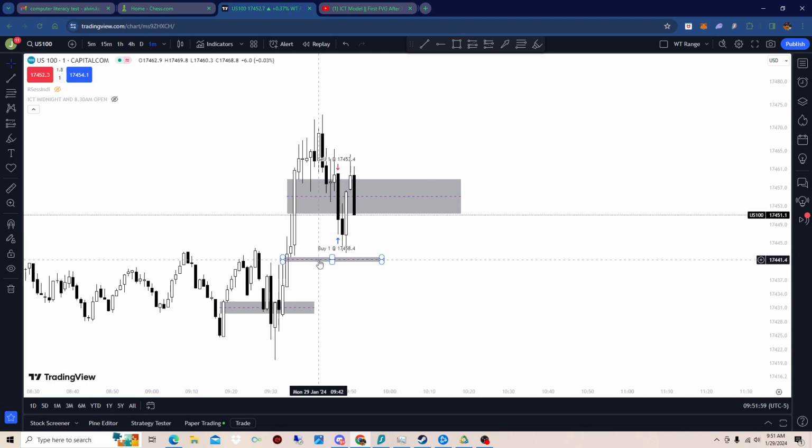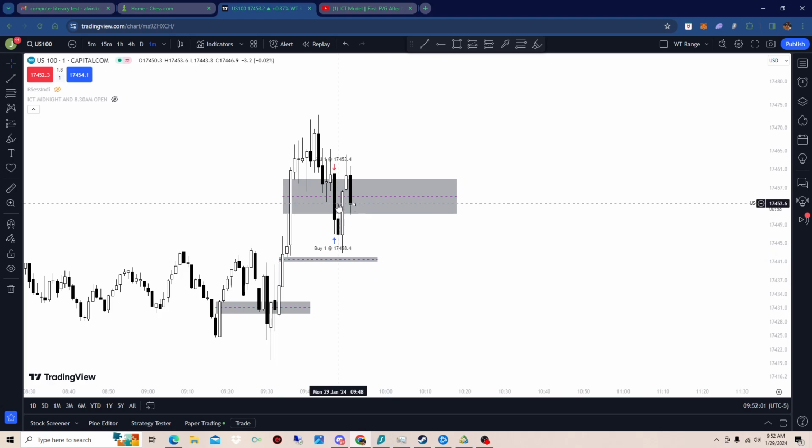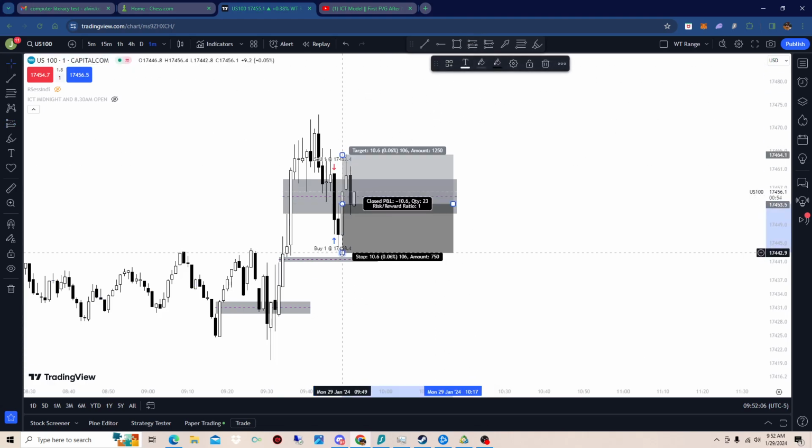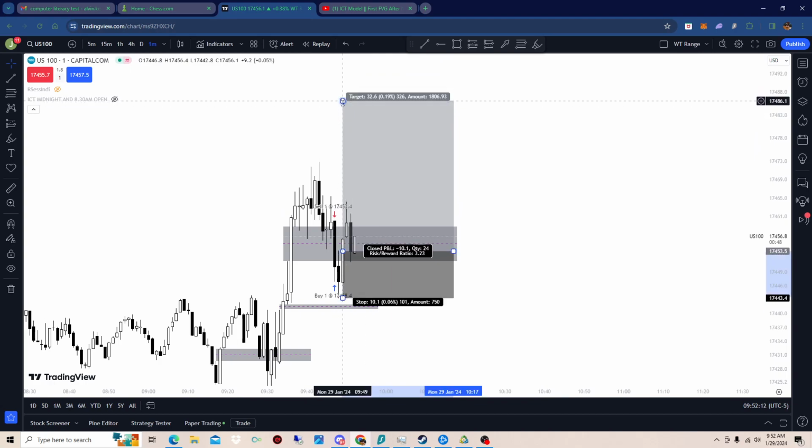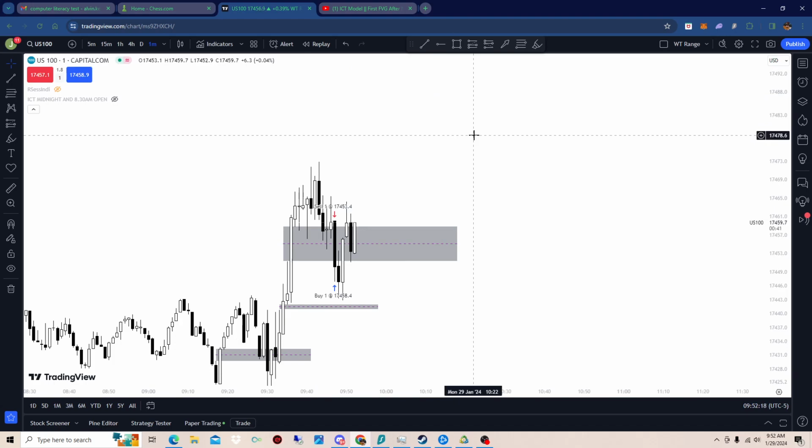So it could go down here and touch this, and then create that CSD. And when we do a CSD, we go 1 to 4. So it would be like this. And we would risk like $100, try and make $400 on this funded account. Obviously, you can risk like $50 and still make some really good money.